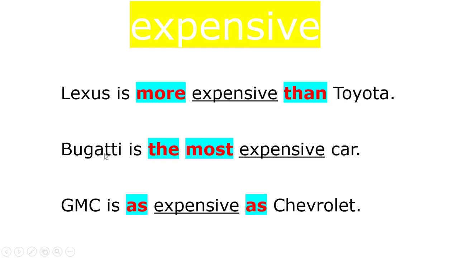Number 2, Bugatti is the most expensive car. This sentence is clearly a superlative. We used "the most" before the long adjective. And GMC is as expensive as Chevrolet. As we can see, Chevrolet has the same price value as GMC, so we used "as" with no addition to the adjective itself.